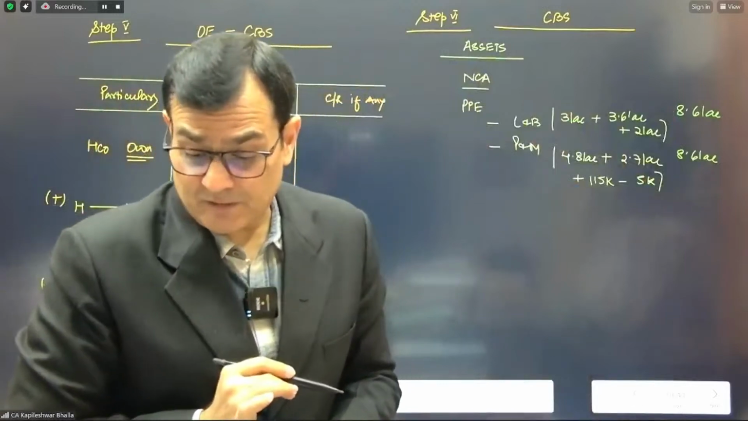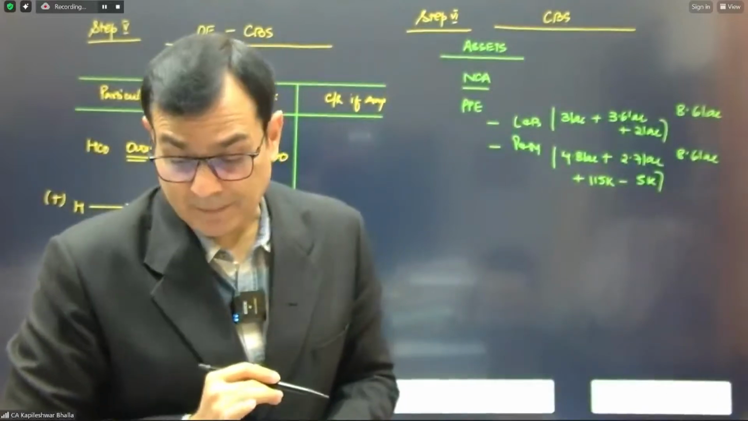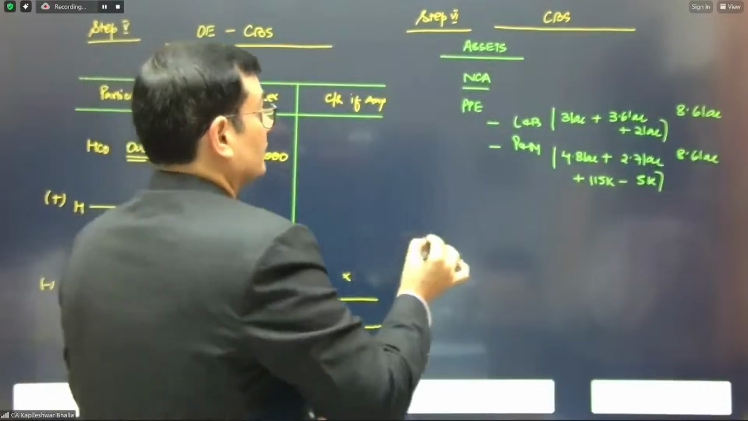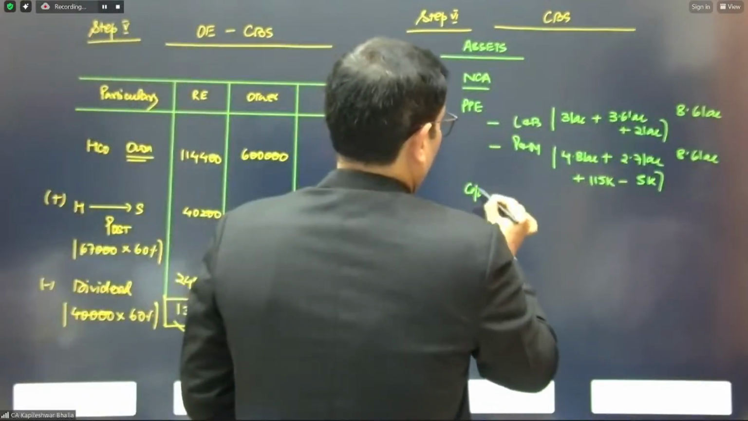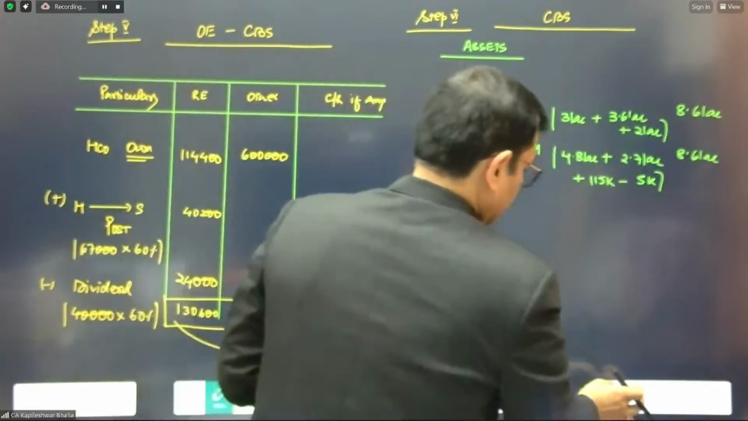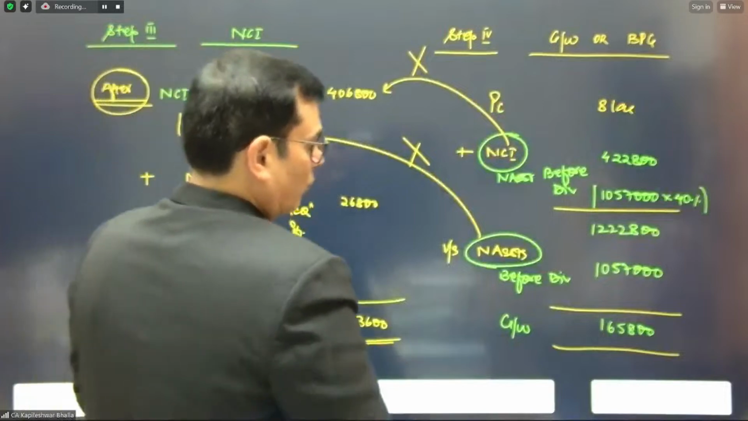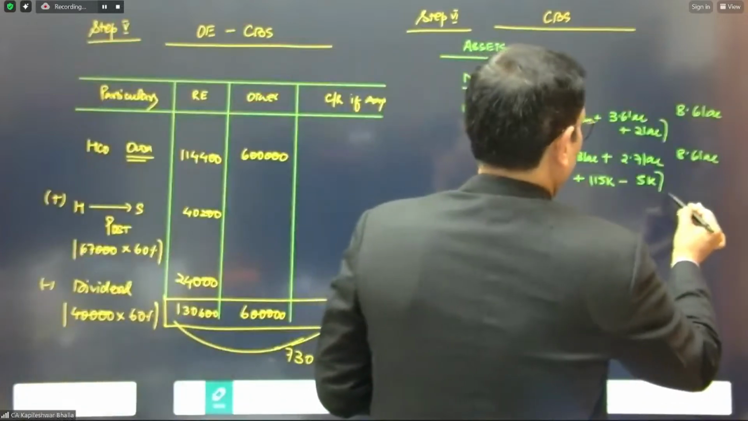And next we're given investments that would not appear in the balance sheet. And then we're given, lest we forget, goodwill. So goodwill computed in earlier step, 165,800 is goodwill.